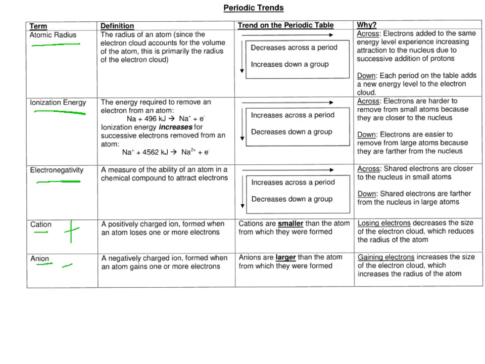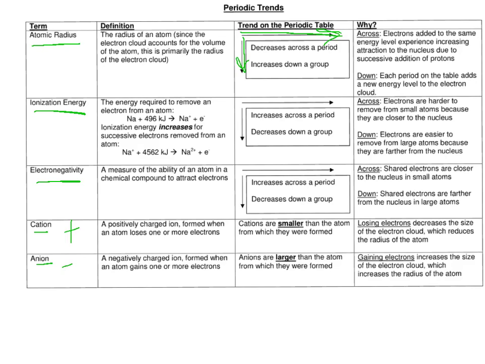So if we talk about the trend, the definition of atomic radius is that it's the radius of an atom. That's it. It goes from the nucleus to the edge of the electron cloud. And the trend on the periodic table as you go from left to right, atomic radius decreases as you go across a period, meaning that the atoms are getting smaller. And as you go down a column, it increases as you go down a group.